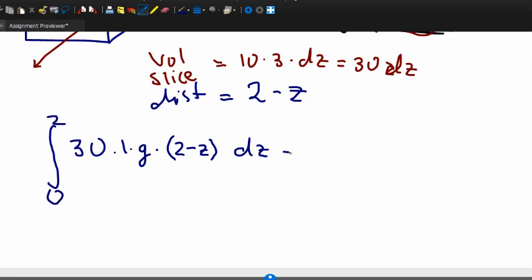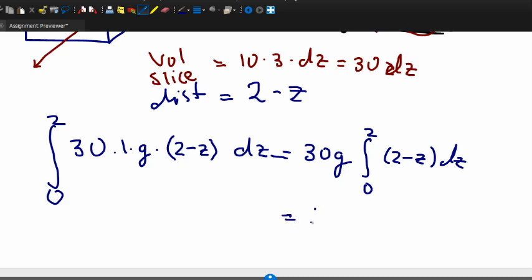So I have to compute this integral from 0 to 2. And it's not too hard to compute this integral. I can pull 30 outside. I have 30g. Then I have integral from 0 to 2 of 2 minus z dz. And this integral will give me 2, so the answer will be 60g.